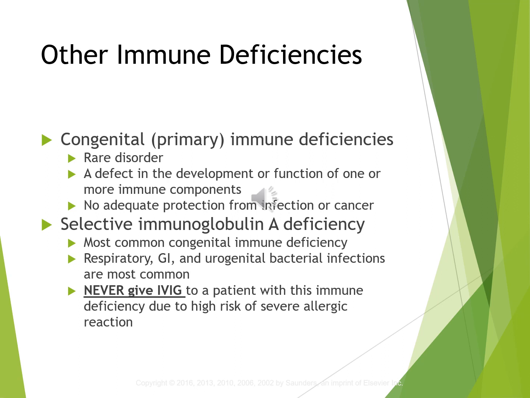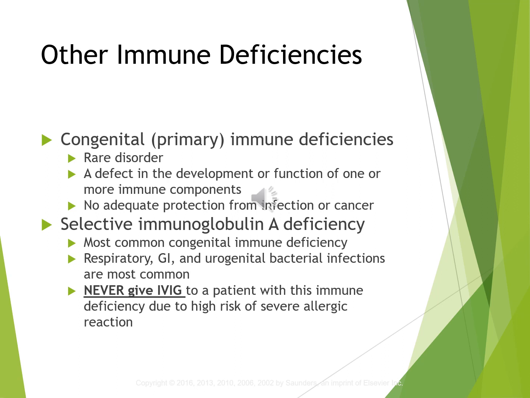Then you also have selective immunoglobulin A deficiency. Kind of talked about this a little bit when we were in the class with Megan. It is the most common congenital immune deficiency. They are very prone to respiratory, GI, and urogenital bacterial infections.